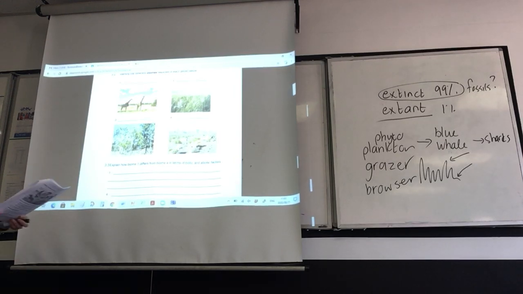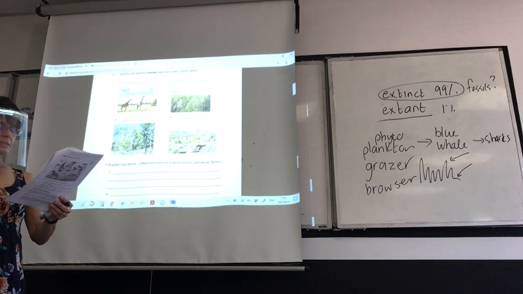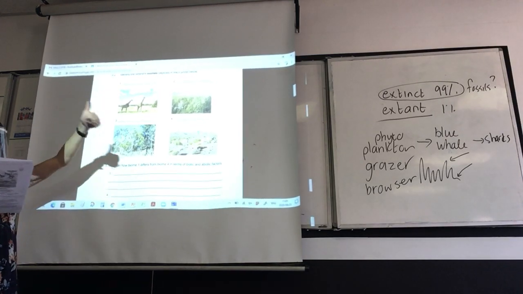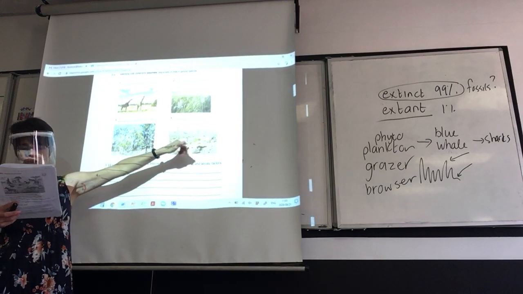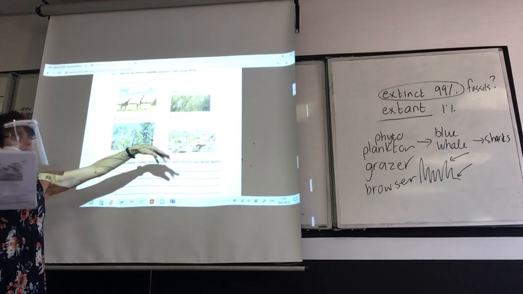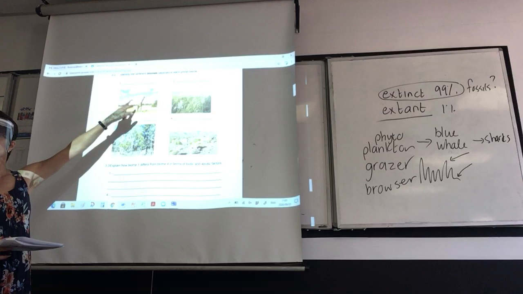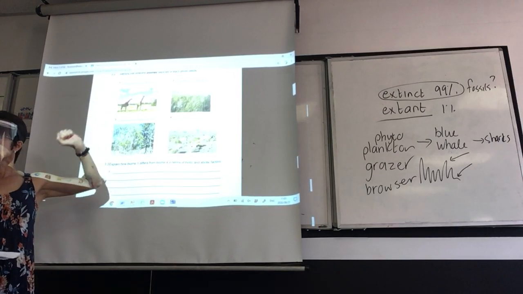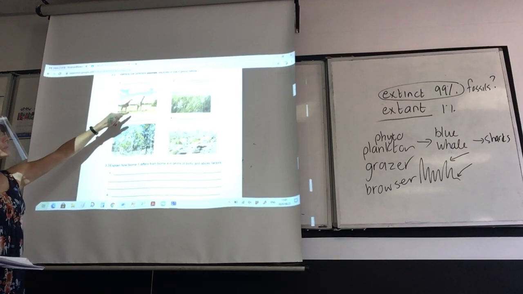Okay, number three: explain how biome one, the savanna, differs from biome four, the desert, in terms of biotic and abiotic factors. What does one have more of? Trees. There are more trees. What else? Animals. Okay, what animals?